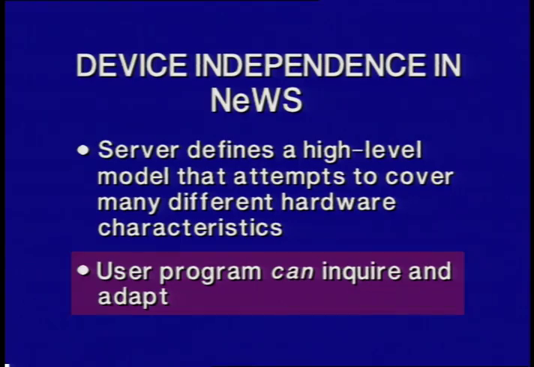Now, there are some times when it is important to know, for instance, where the actual boundaries between pixels are, or when two colors end up mapping to the same thing. It's important to know these things sometimes. So the model in NeWS is that programs can inquire and adapt to the display, but they don't have to. And as much as possible, we've made it so that people don't have to notice.